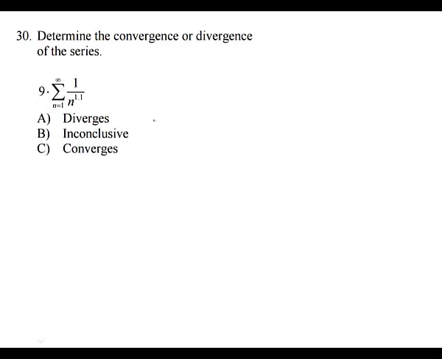Alright, what kind of series is number 30? It's a P series as well, right? What's your P equal to? 1.1. 1.1, so it's greater than 1, so does it converge or diverge? Converges again. That one was tough.